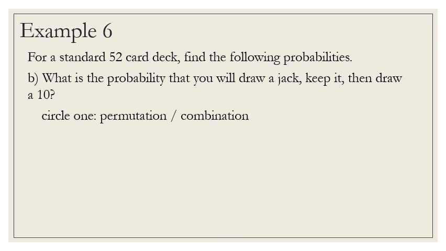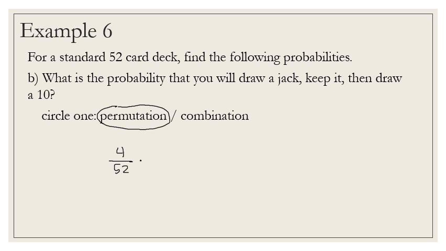Okay, so now what is the probability that you will draw a jack, keep it, then draw a 10? See how this time we're drawing something and then drawing something else, so it's one at a time. So this one is going to be a permutation. Okay, so draw a jack. How many jacks are there in a deck? Each one, ace, 2, 3, 4, 5, 6, 7, 8, 9, 10, jack, queen, king, there are 4 of each of those, right? So you have 4 jacks out of the 52.